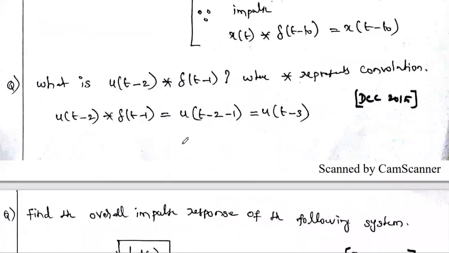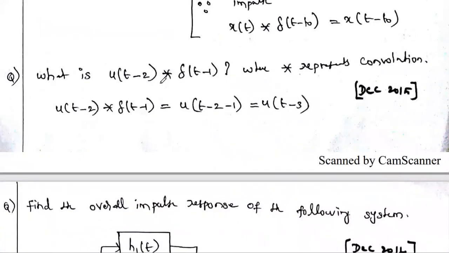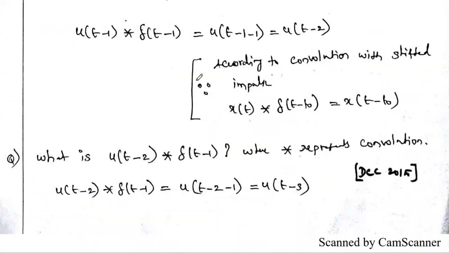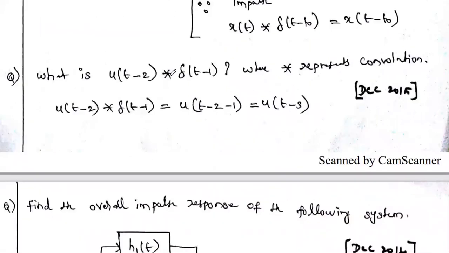And the next question: what is u(t minus 2) convolution with delta(t minus 1)? All four problems are the same only. The question asking method is different. So here, what is u(t minus 1) convolution with delta(t minus 1), where this asterisk indicates the convolution. It is one type of question.